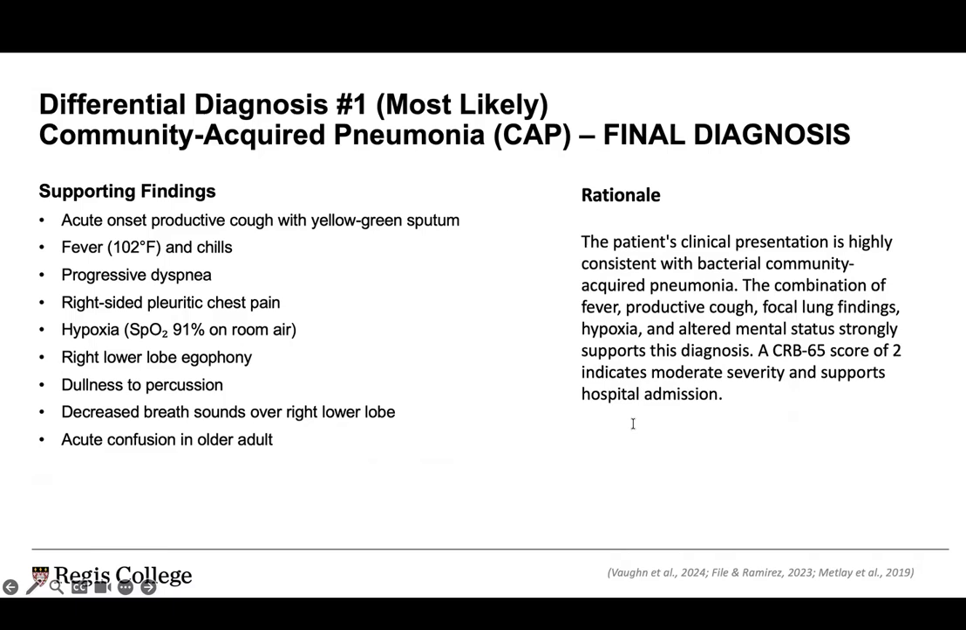At this stage of the evaluation, community-acquired pneumonia became my leading diagnosis because it explained nearly every aspect of the patient's presentation. She had the classic combination of fever, productive cough, progressive dyspnea, pleuritic chest pain, and focal lung examination findings, consistent with right lower lobe consolidation. What further strengthened my suspicion was her hypoxia and acute change in mental status. In older adults, confusion may be one of the earliest indicators of severe pneumonia and is incorporated into validated severity assessment tools, such as the CURB-65 score. When I calculated her score, she received 1 point for confusion and 1 point for age greater than 65 years, placing her in a category where hospitalization should be strongly considered.